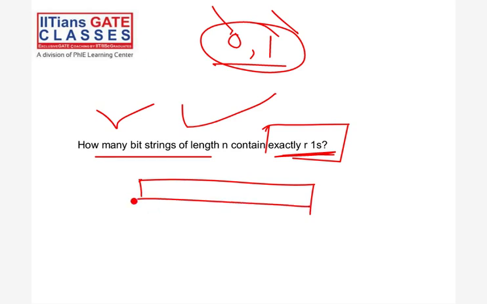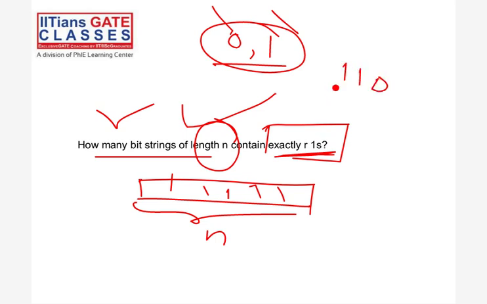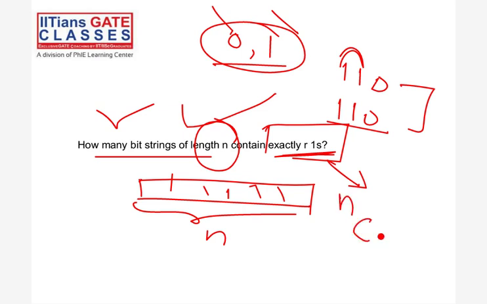Okay. So let's assume we want to make bit strings of length n. Then you know that the order among these ones does not matter. For example, 110. Now if I reorder the first two ones, then again I will get 110. So you can see the order here does not matter. So what we can do is, from these n positions, you can select r positions.